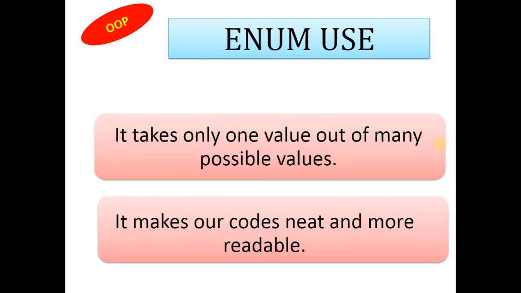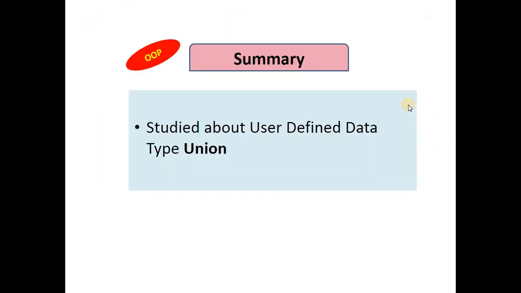It takes only one possible value out of many possible values and makes our code neat and more readable. So we have studied about the different user defined data types: structure, union as well as the enumeration.